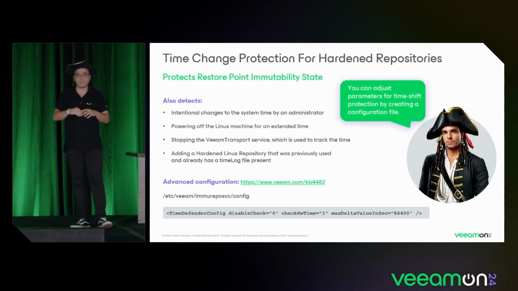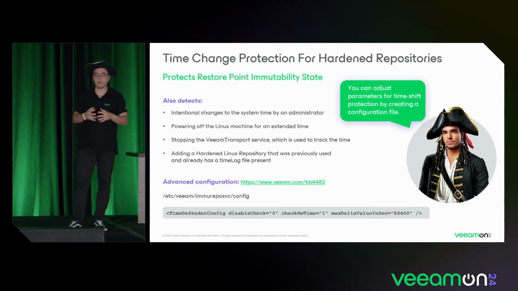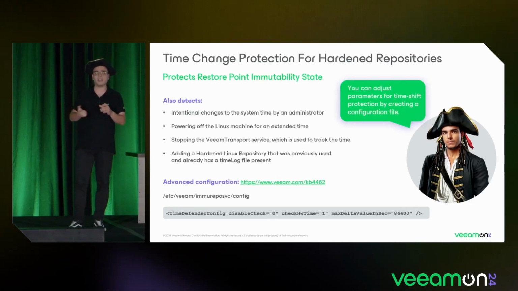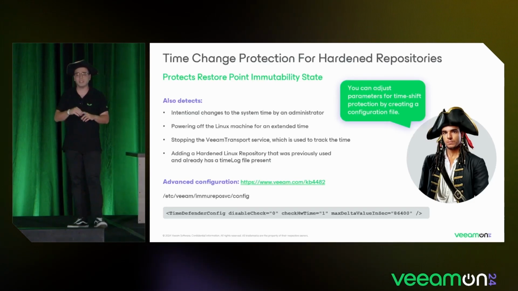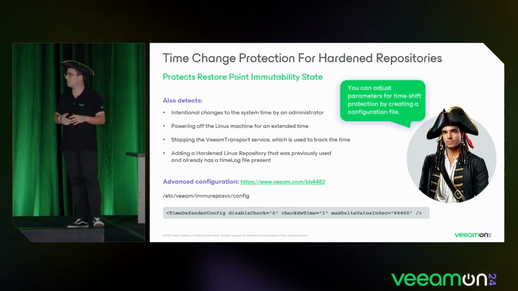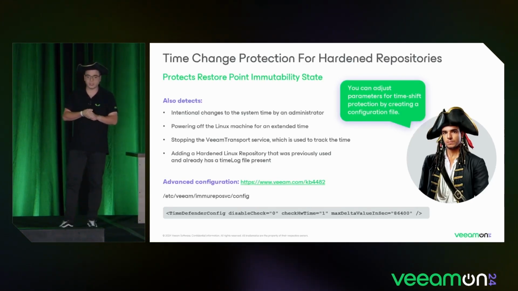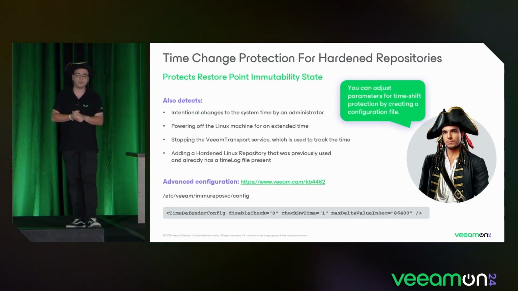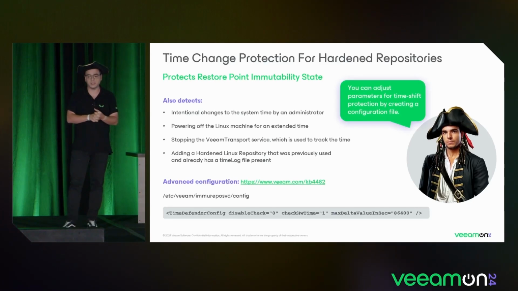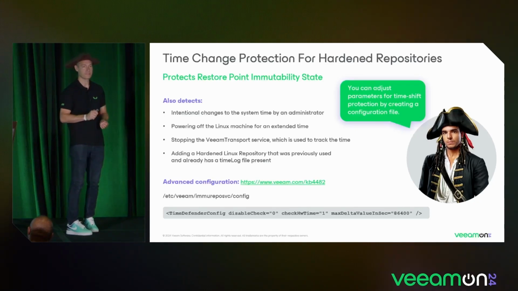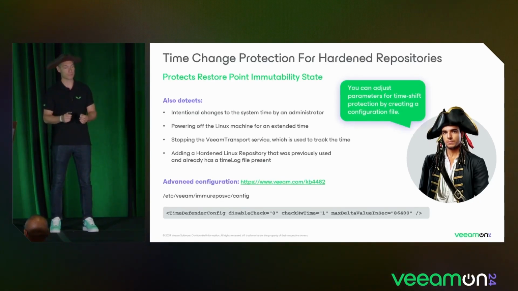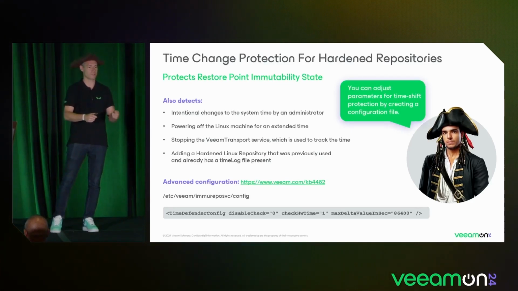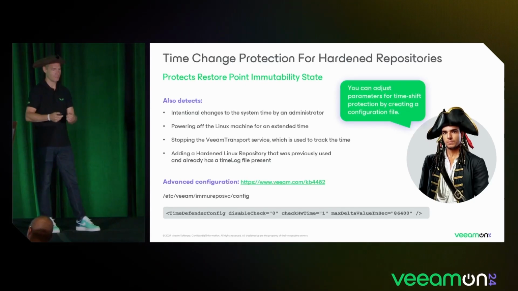If you face this error message, because you may have powered off the server for a long time, then a small file will be generated on the hardened repo server, and you can just delete that file, and the sessions and the services will continue to work as before. There's also an advanced configuration in our KB article if you need to adjust the delta or if you want to disable this check for some reason. It also makes sense to put this KB article into your disaster recovery documentation, because if you have to connect a hardened Linux repository with a new VBR server, then you might need this article to get rid of the errors.